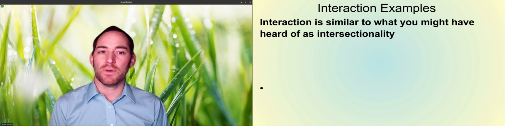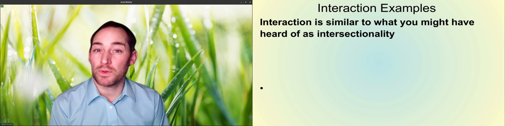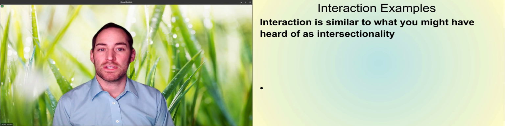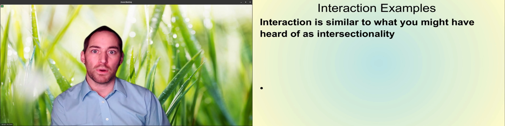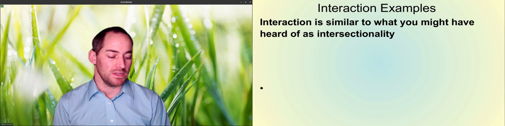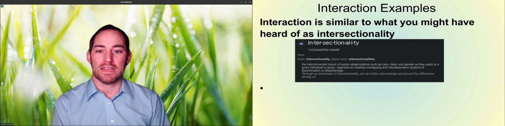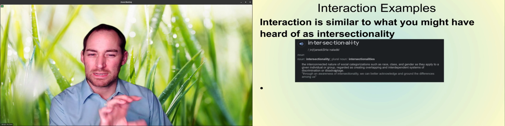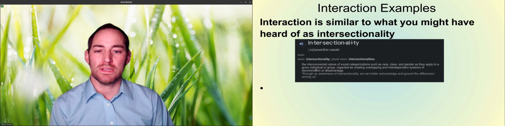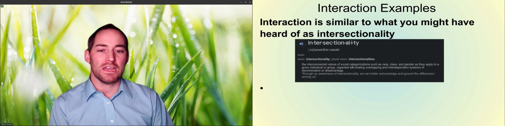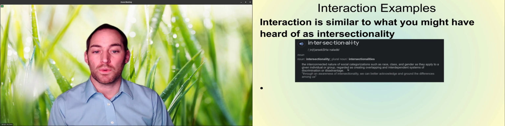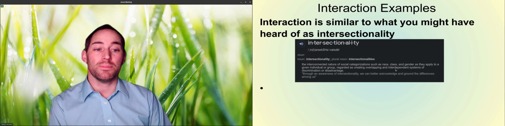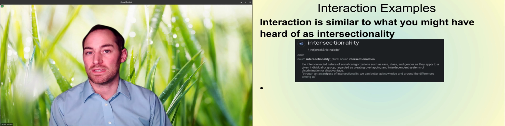So interaction is really similar to a term you might have heard of in lay conversation. You might have heard the term intersectionality. This is essentially a lay person way to talk about interactions. Intersectionality is defined as the interconnected, I probably should have made this little image bigger. Hopefully you can read it on your screens. Intersectionality is the interconnected nature of social categorization, such as race, class, and gender, as they apply to any given individual or group, regarded as creating overlapping and interdependent systems of discrimination or disadvantage.